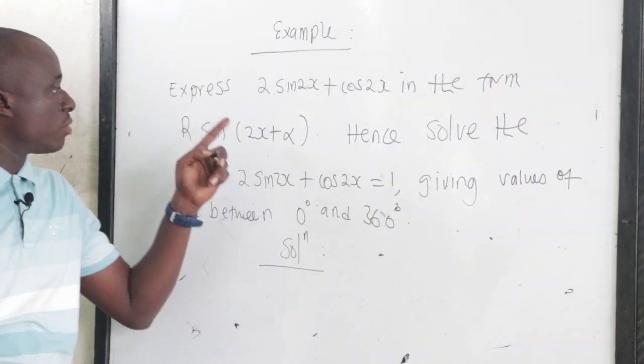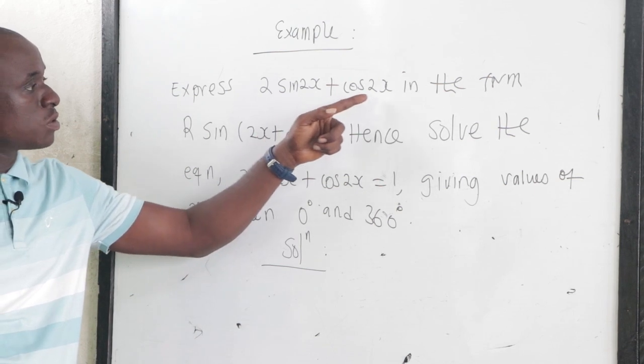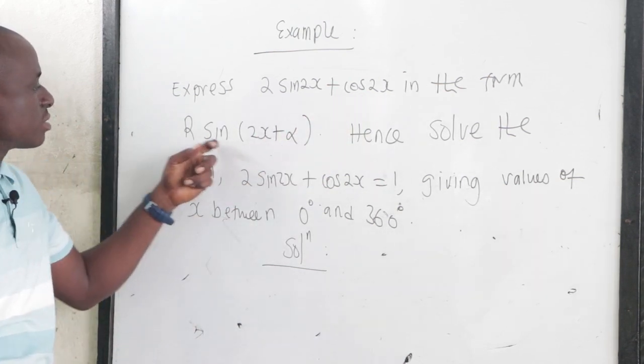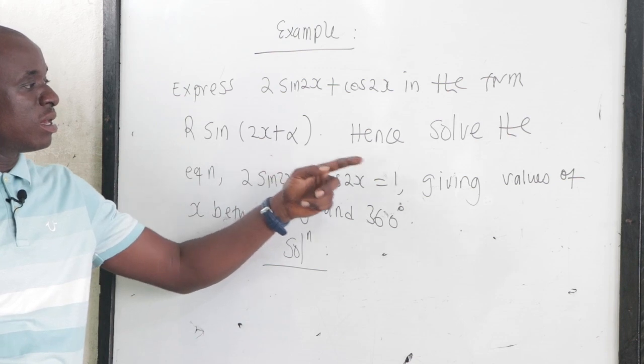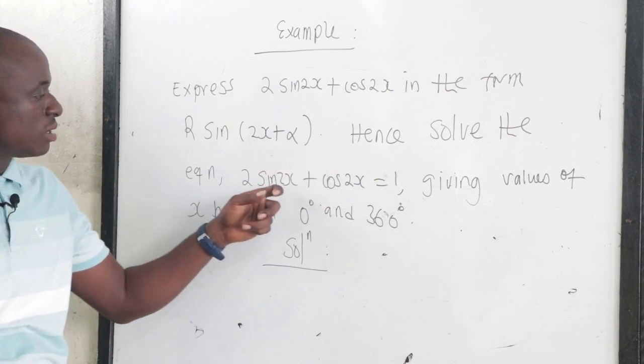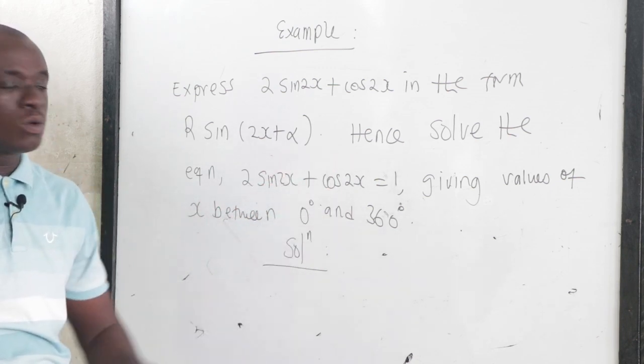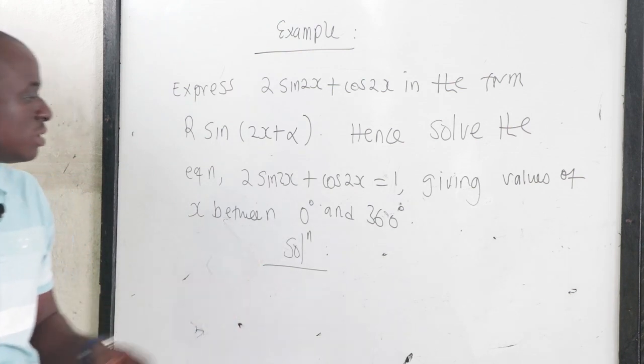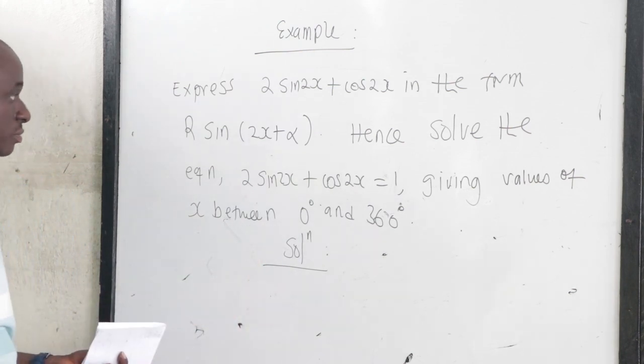Now let's see this example. Express 2 sin 2x + cos 2x in the form r sin(2x + alpha). Hence, solve the equation 2 sin 2x + cos 2x = 1, giving values of x between 0 and 360 degrees.